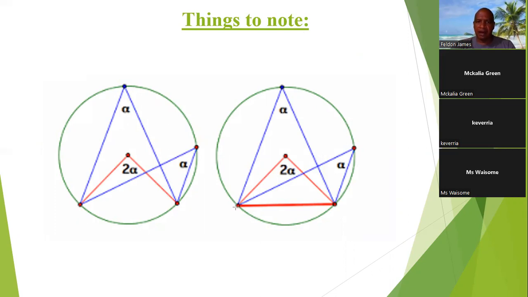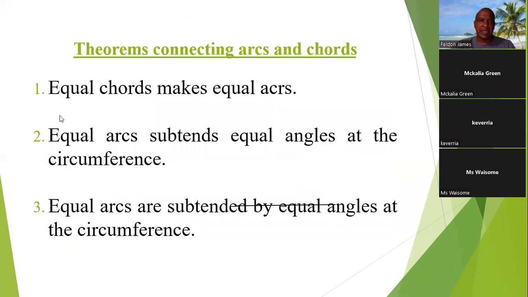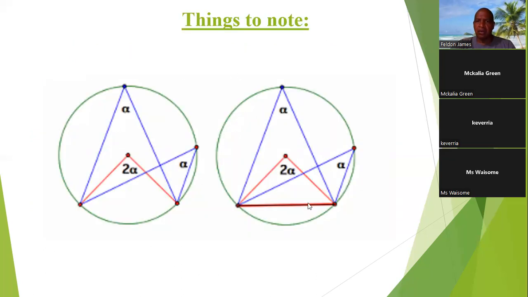And if you have a chord from one point of the circumference to another, then the chord is going to cut the circle into two segments. Is that clear? So we are saying that equal length chords, no matter where they cut a circle, once the length is the same, let's just go back to the theorem. It is saying that equal chords make equal arcs.